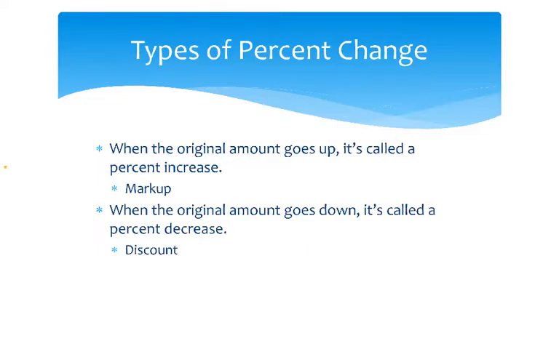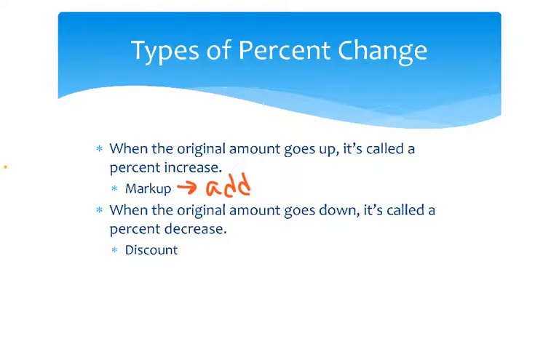So there's 2 different types of percent changes that we can have. The first one is when the original amount is going up, it's called a percent increase. And you guys can think of this as a markup. Now remember guys, when we did markup, we were simply just adding that amount. Now, it's going to be a little different with percent change, but it helps to remember that a percent increase can also be known as a markup.